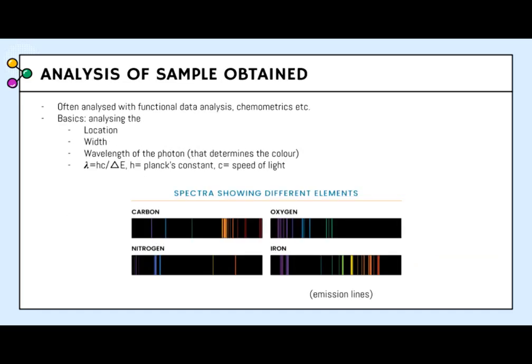They are often analyzed with functional data analysis and chemometrics, with extremely complicated methods that we will not delve into. The basics are analyzing the location of the lines, the width of the lines, and the wavelength of the photon associated with that color. This will thus determine the energy difference due to the equation shown here, where h is Planck's constant and c is the speed of light.